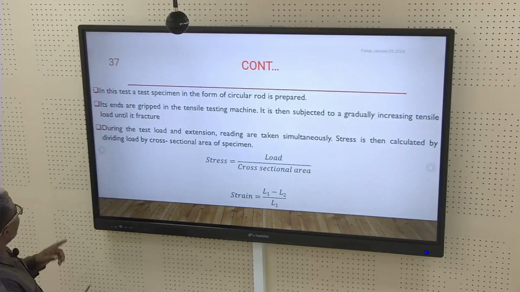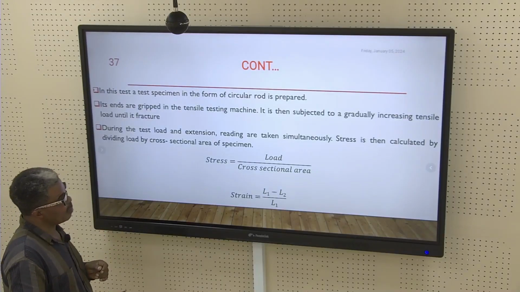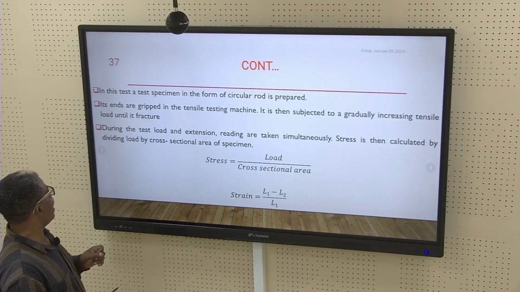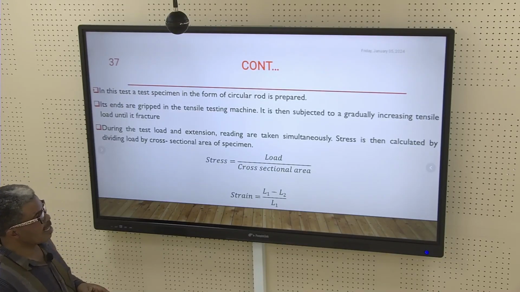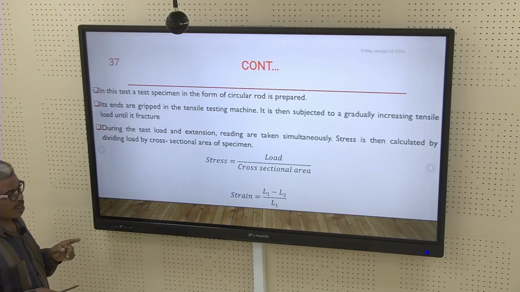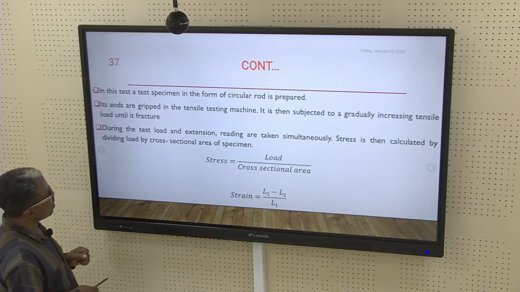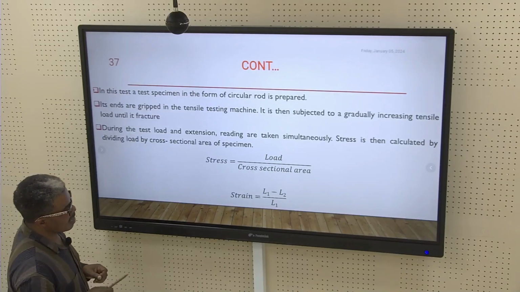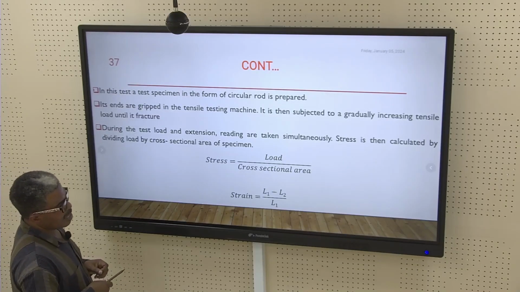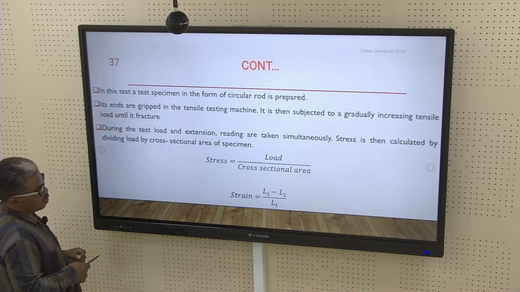In this test, a test specimen in the form of a circular rod is prepared. Its ends are gripped in the tensile testing machine. It is then subjected to a gradually increasing tensile load until it fractures. During the test, the load and the extension readings are taken simultaneously. Stress is then calculated by dividing the load by the cross-sectional area of the specimen.